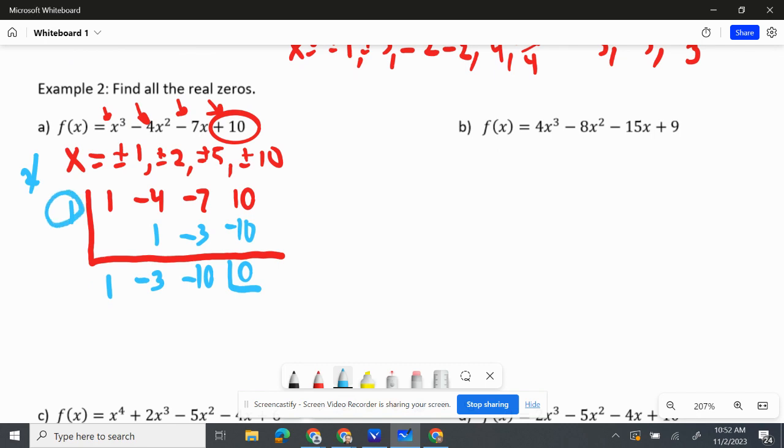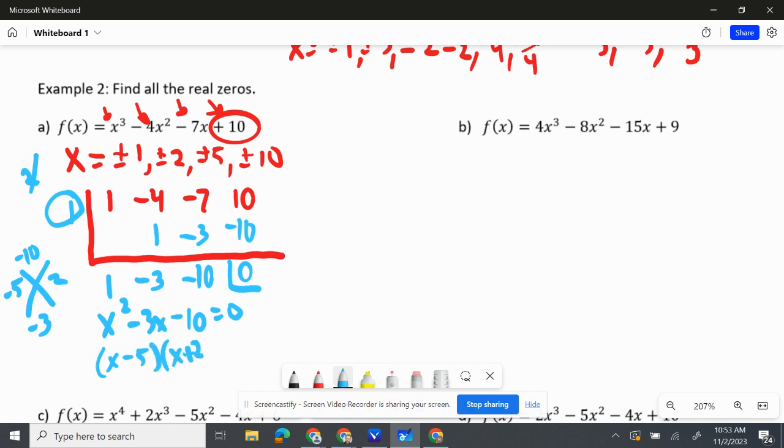1 is an answer. Now we're going to take our x squared minus 3x minus 10, and set it equal to 0, and factor it. Two numbers that multiply together to give us negative 10 and add up to negative 3 would be negative 5 and 2. So x minus 5 and x plus 2 is equal to 0. And so our answers are 5, negative 2, and then the one at the very beginning, which is 1.